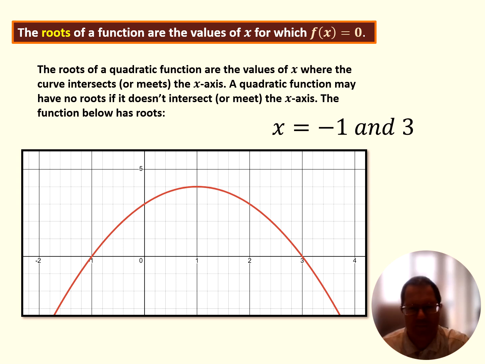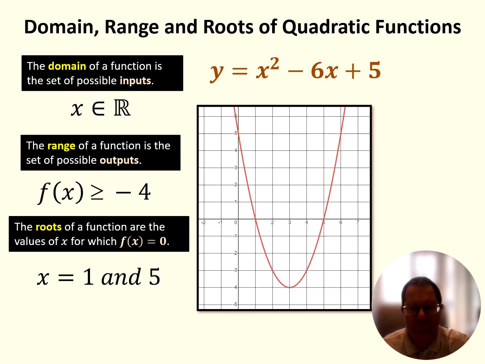The roots of a function, as was defined, are the values of x for which f of x is equal to 0, and hence represent the points where the curve either intersects or meets the x-axis. It is possible for a quadratic function not to have any roots if it doesn't intersect or meet the x-axis. In our example here, it meets the x-axis at -1 and 3, so they are our two roots.